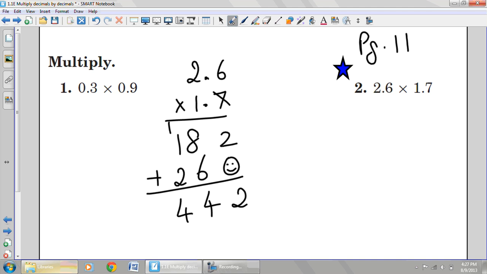Now comes the last step and the most important step. Move the decimal point once over here, and you also have a decimal point here. Move this also once for a total of 2 places. Move it back in once, twice between the digits, and the answer is 4.42.